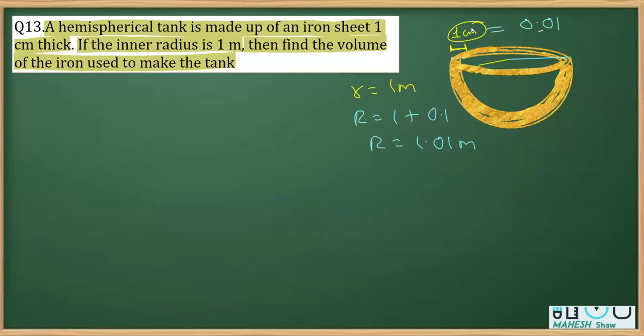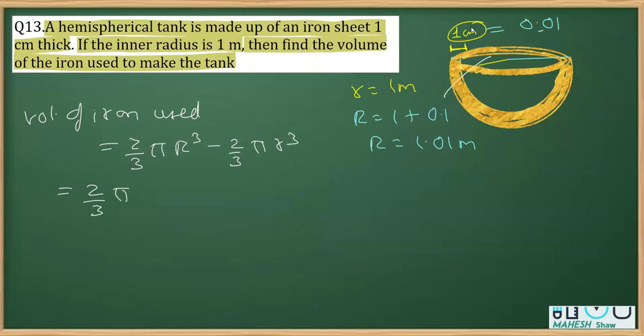Now let's see how to find out the volume of the material used here. So we'll write down the volume of the iron used in the tank is equal to the outside volume. As you know, it's a hemisphere, so its outer volume will be 2 by 3 pi capital R cube minus 2 by 3 pi small r cube. Now for that, we are going to take 2 by 3 and pi as common. That will give you capital R cube minus small r cube.